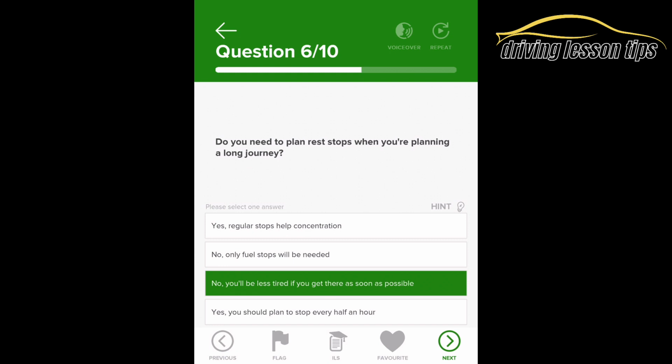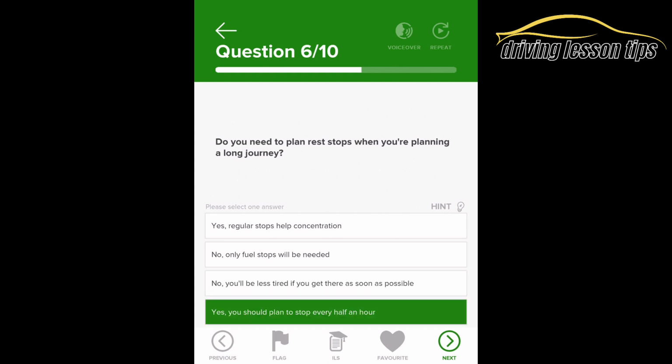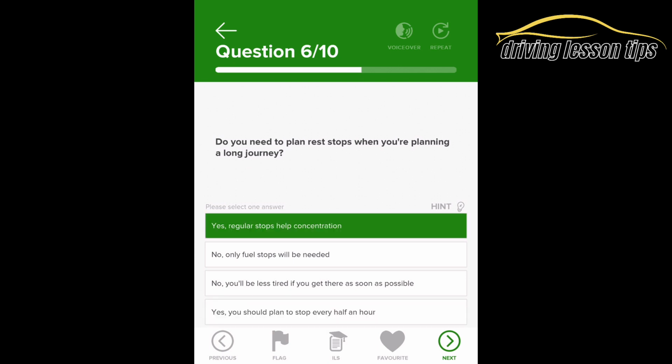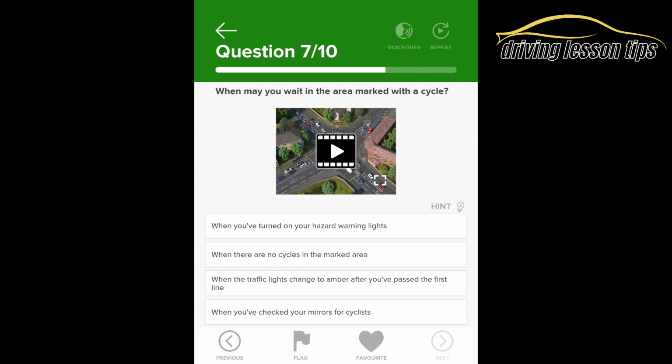Because we know it's a long journey, we want to have ample rest in between that time as well. D is yes, you should plan to stop every half an hour. Now, every half an hour is probably stopping too often. You probably want to stop every hour and a half. So yes, regular stops will help concentration, get some fresh air, get a drink, use the amenities, and you'll be absolutely fine. Question 7. When may you wait in the area marked with a cycle?